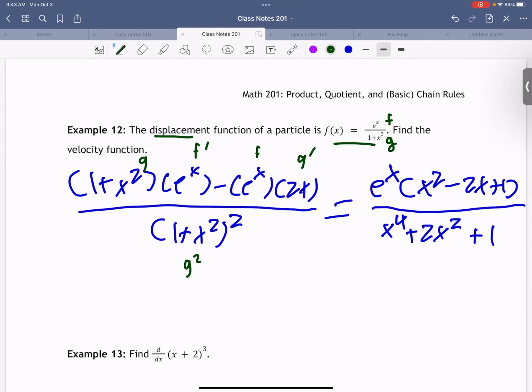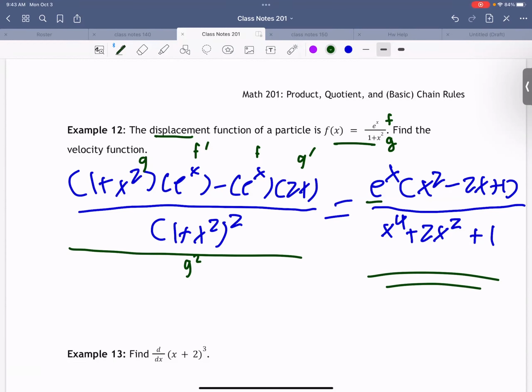Yeah, perfect. It's actually pretty nice that you noticed that all of them had an e to the x and you factored that out. I would be fine with this answer for now. This is also a good answer as well. Any questions on example 12? All right.